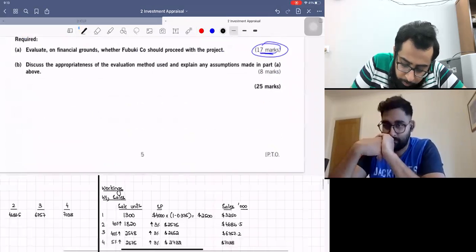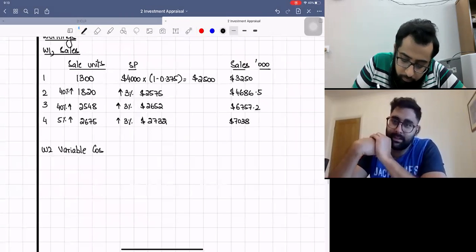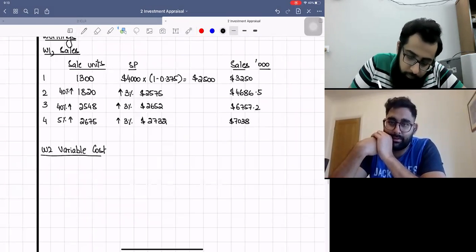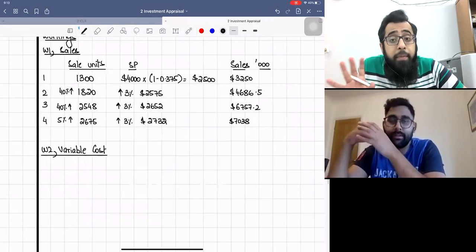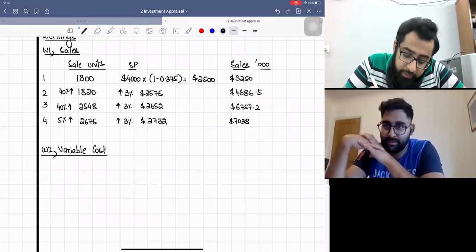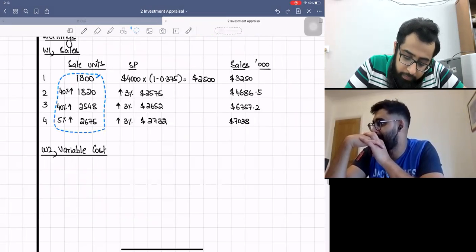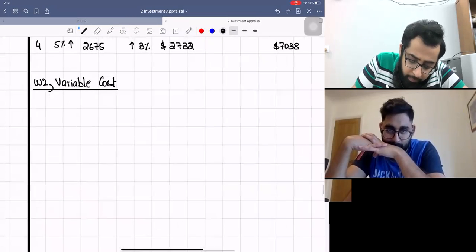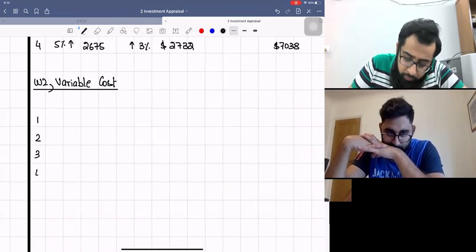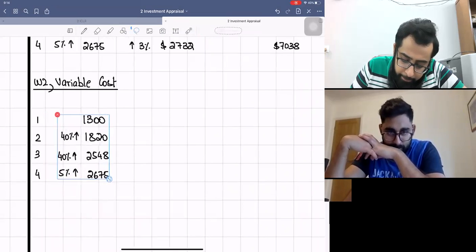So, working two, variable cost. It's basically the same method as the base case NPV approach, though there will be additional steps at the end. In variable cost also, the number of units will remain the same: years 1, 2, 3, 4.